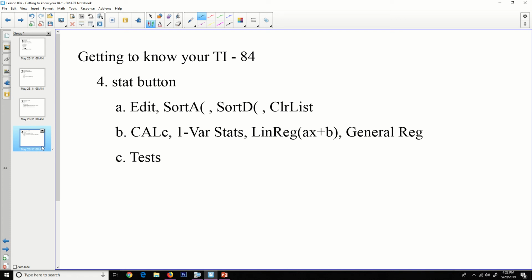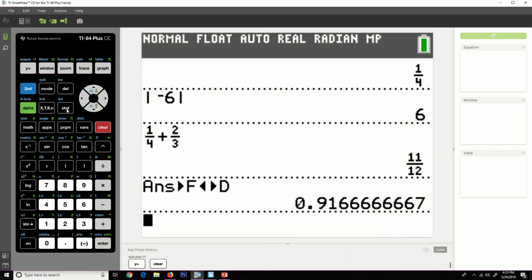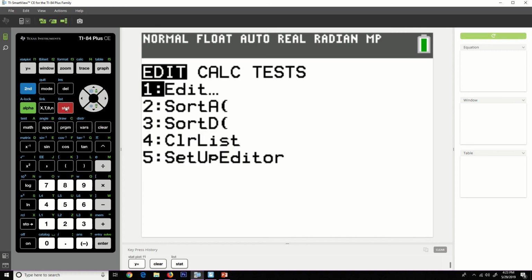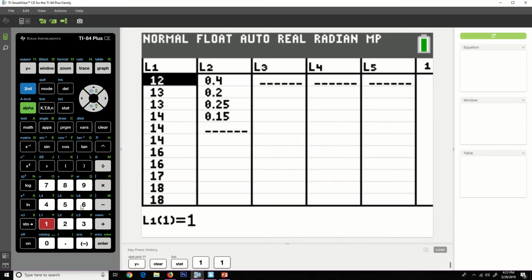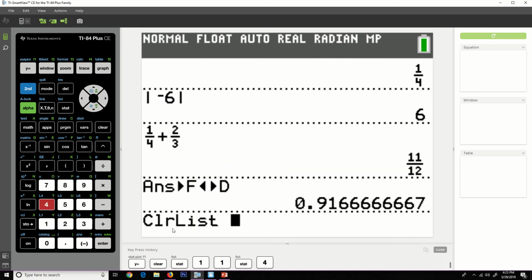Let's see here. Some other things in the stat button: edit, sort, and clear list. And so whenever we hit the stat button, the first thing we normally want to do is clear data. So if I hit the stat button and I hit edit, you can see that I have some data from previous videos. If I want to clear that data out, I can hit the stat button and then I hit 4, and it tells us to clear list.